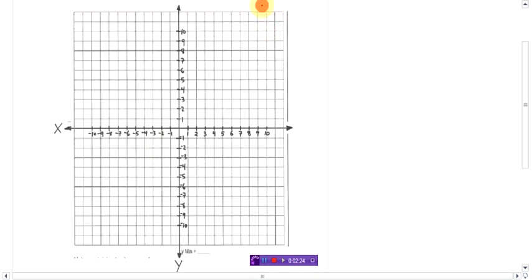They call this quadrant 1. They usually use Roman numeral 1, quadrant 2, quadrant 3, and quadrant 4. I don't know why I'm saying that. That's just one of the little useless things that sometimes people ask you.